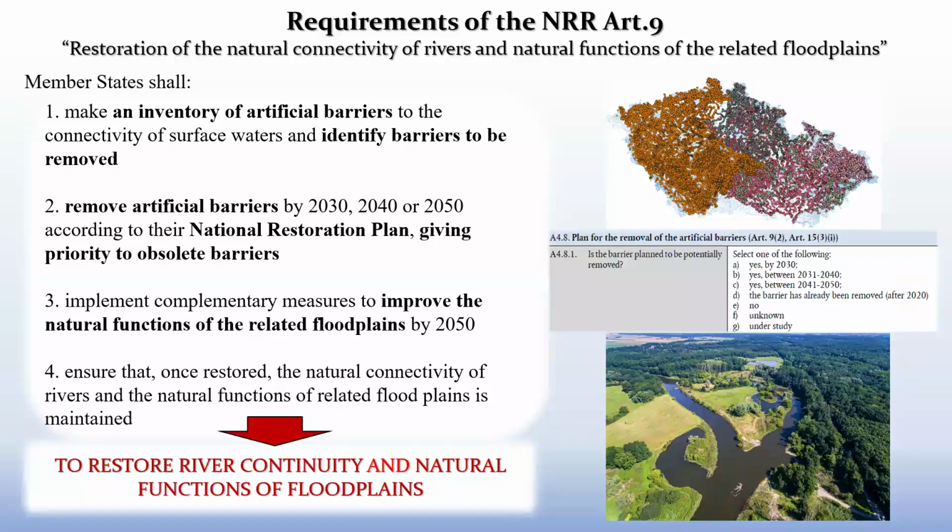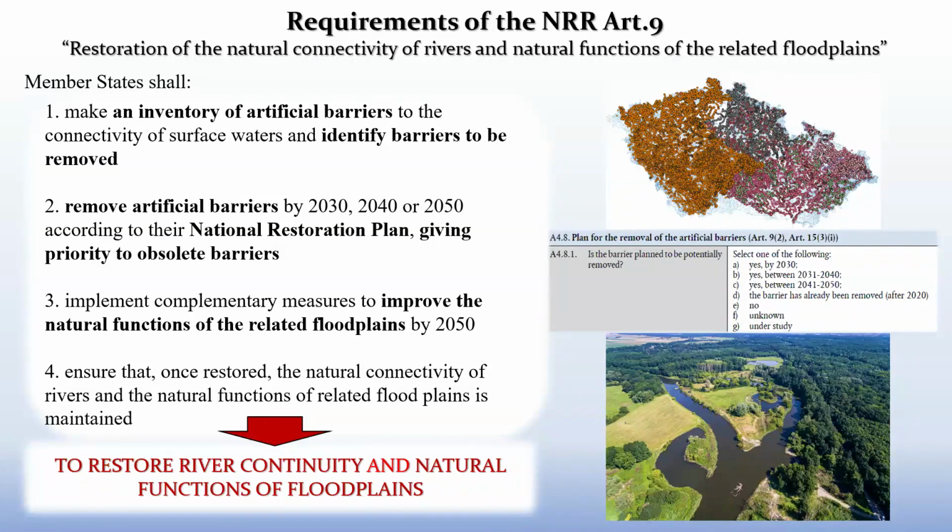Just a quick reminder, what are the requirements of Article 9? Member states shall, first of all, make an inventory of artificial barriers to the connectivity of surface waters and identify barriers to be removed. Then they shall set up their national restoration plan, with the plan for removal of artificial barriers, giving priority to obsolete barriers, and also implement complementary measures to improve the natural functions of related floodplains.